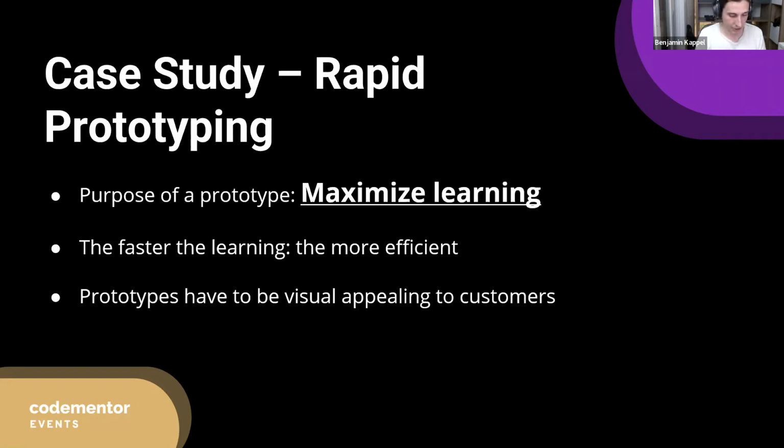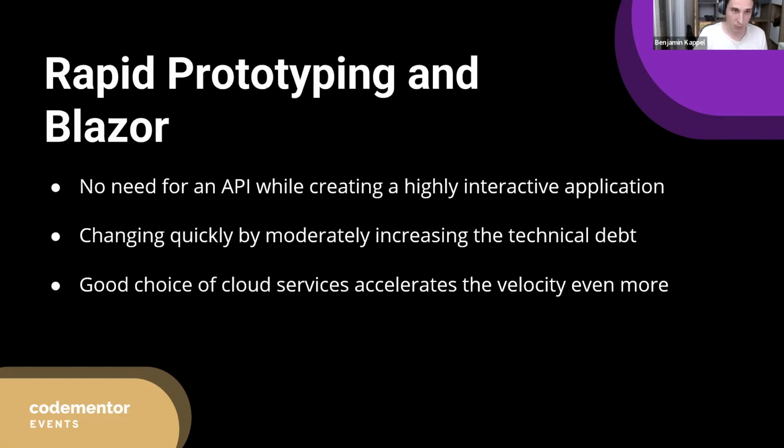The important thing is we have this kind of incredible speed, which is incredibly likely to break things, and we still deal with a lot of complexity. With Blazor, we take one thing out of the equation. We don't need an API anymore to create these highly interactive applications. Changes are quick. We have a compiler which gives us type checking and a lot of other benefits, so we can move quickly while only moderately increasing the technical depth. By moderately, I always mean manageable.